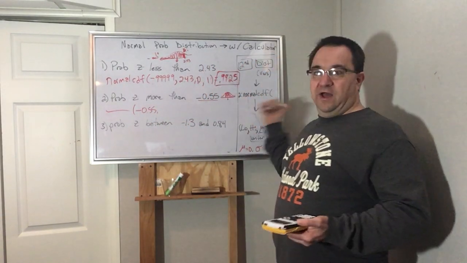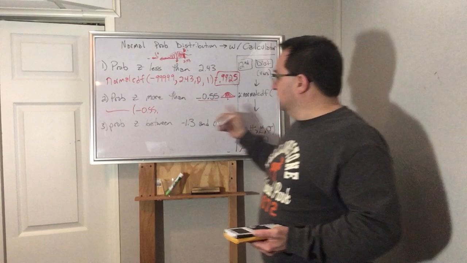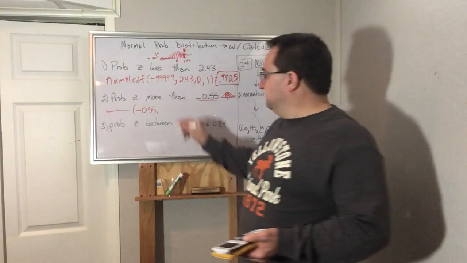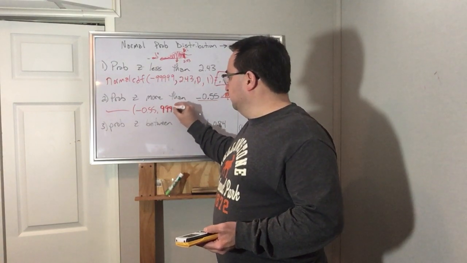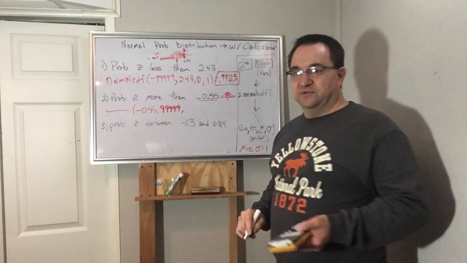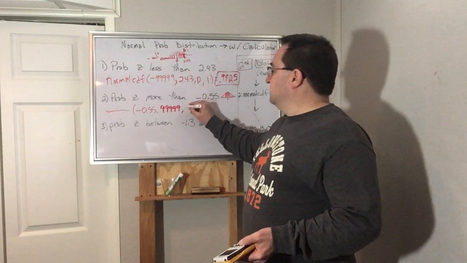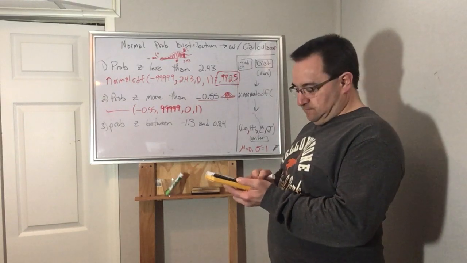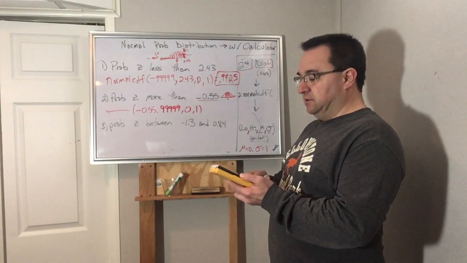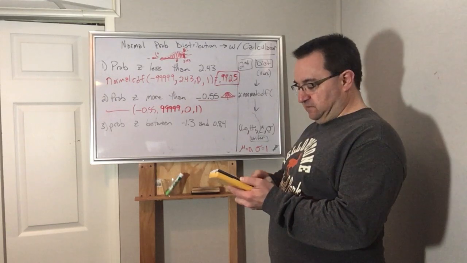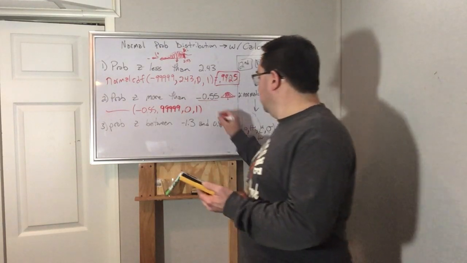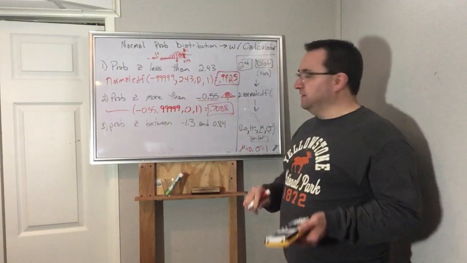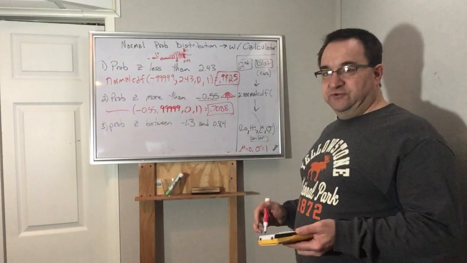The high value, how high up does it go? Well, it goes forever. So I'd like to put infinity, but my calculator doesn't like the infinity button. So I'm just going to put in a really big number, 5 nines. So that's like infinity. And the mean is 0. The standard deviation is 1. So let me type these in. Comma, 5 nines, comma, 0, comma, 1, enter. And I get 0.7088. Right?